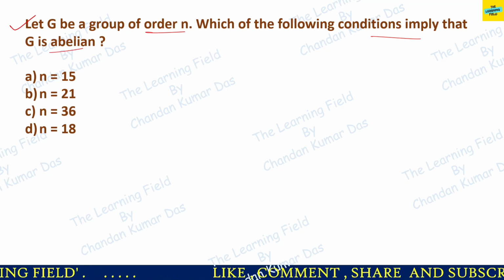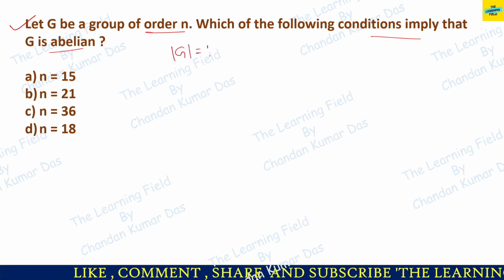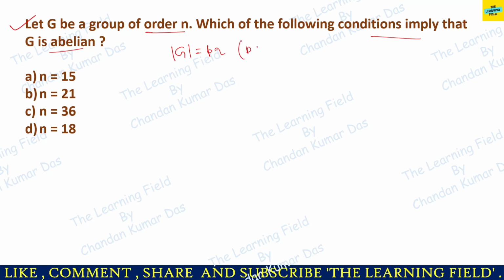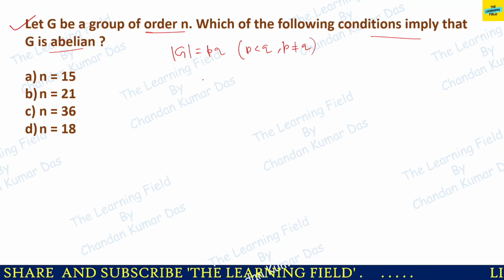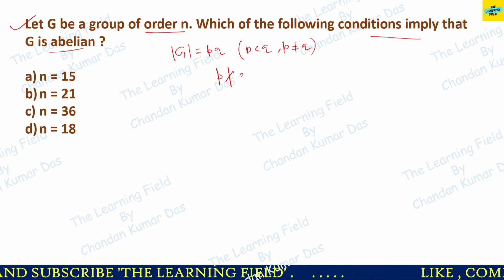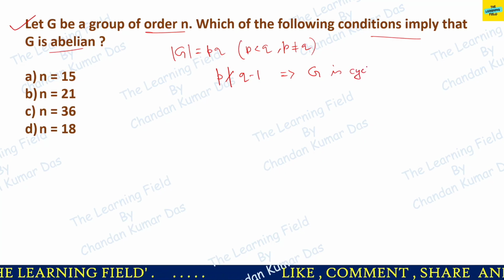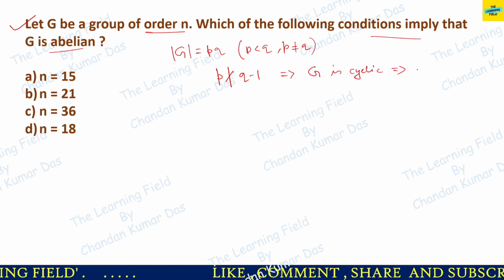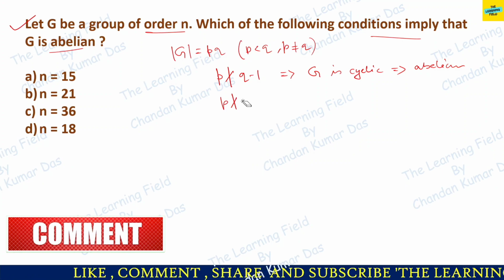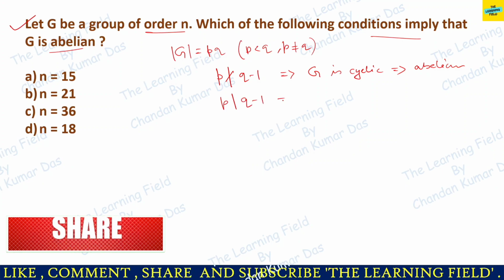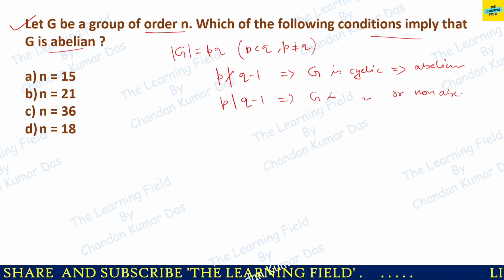Here we use the trick that if G is a group of order pq, where p and q are primes and p is less than q, so p is not equal to q, then if p does not divide q minus 1, the group G is cyclic, and hence abelian. And if p divides q minus 1, then either G is cyclic or non-abelian. So these two cases occur here.